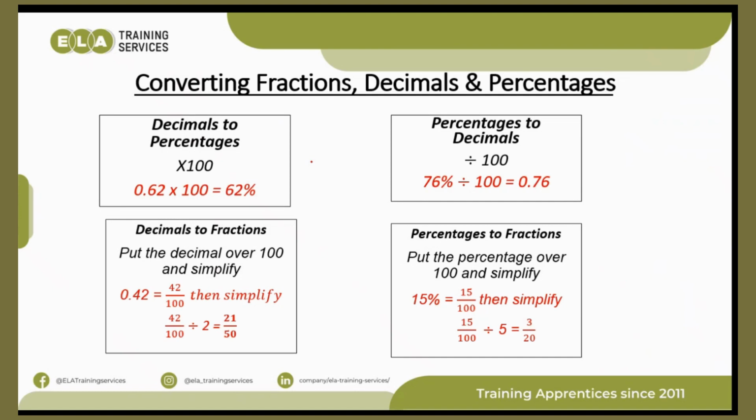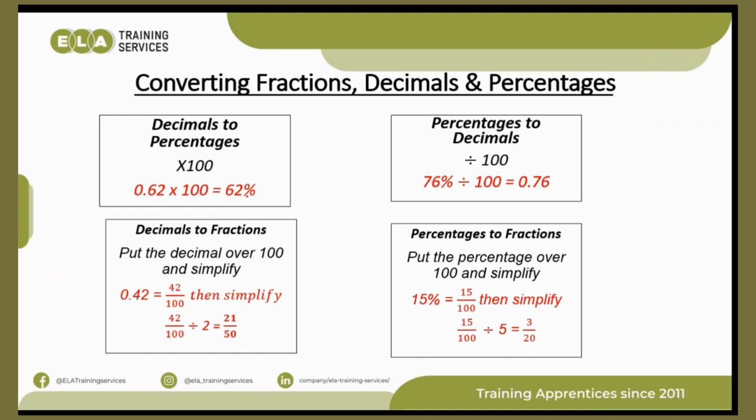So as you can see from the slide, whenever we move from decimals to percentages, we multiply by 100. So we move that decimal point twice to the right, or we can look at the number after the decimal point and that would be our percentage. So 0.62 times by 100 equals 62%.